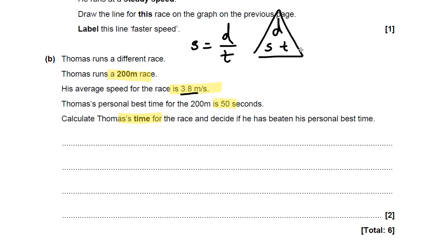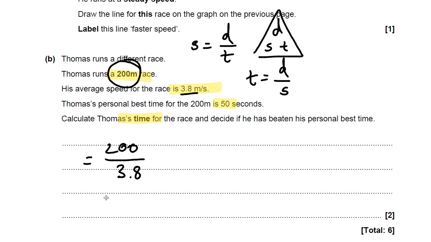If you were covering up T, you would see D divided by S, D over S, so time is distance divided by speed. So to calculate the time, we need to do the distance, 200 meters, divided by the speed, 3.8. That will give us a time, 200 divided by 3.8, 52.631, and so on. Don't really need all those numbers. I'm going to go for 3 significant figures, 52.6 seconds.